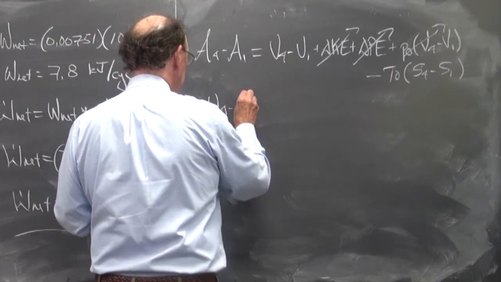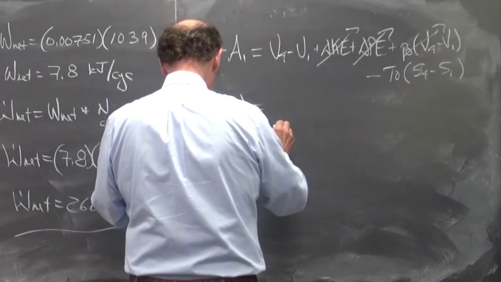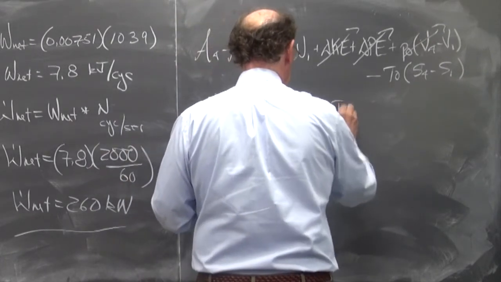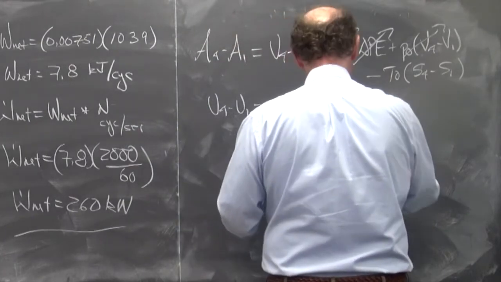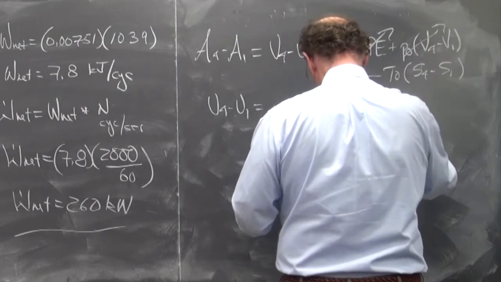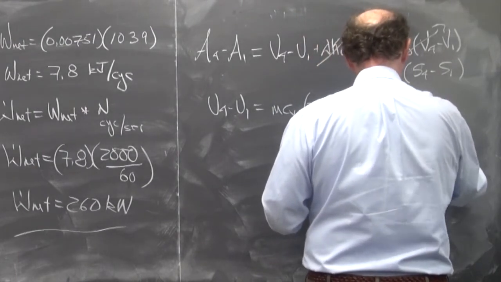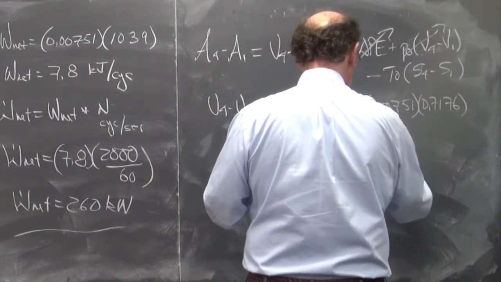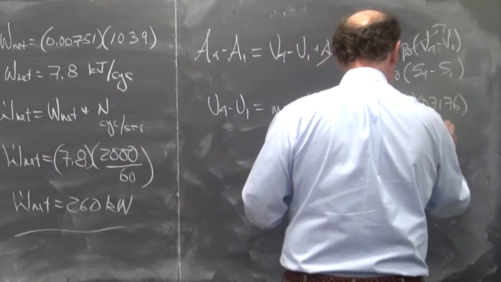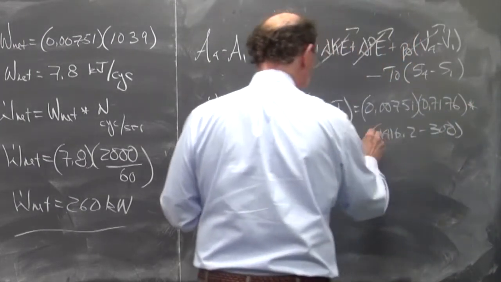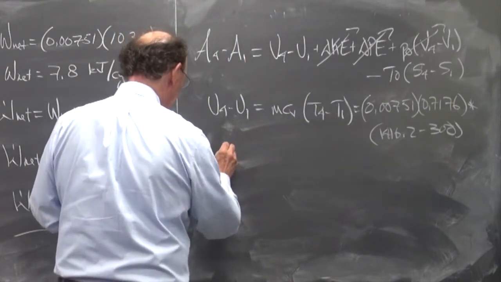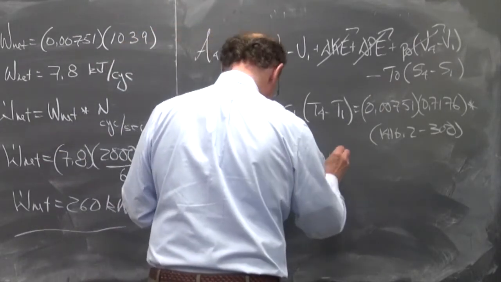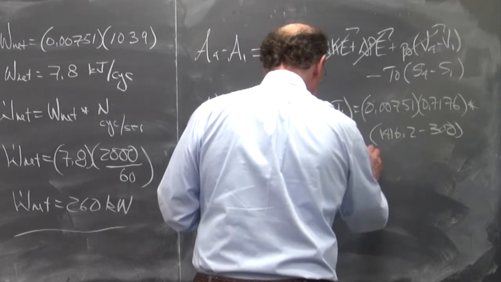So U4 minus U1 is M C sub V times T4 minus T1. So I know the M is 0.00751 times C sub V, 0.7176, times 1416.2 minus 300. And so with that, I have U4 minus U1 is equal to 6.0154 kilojoules per cycle.